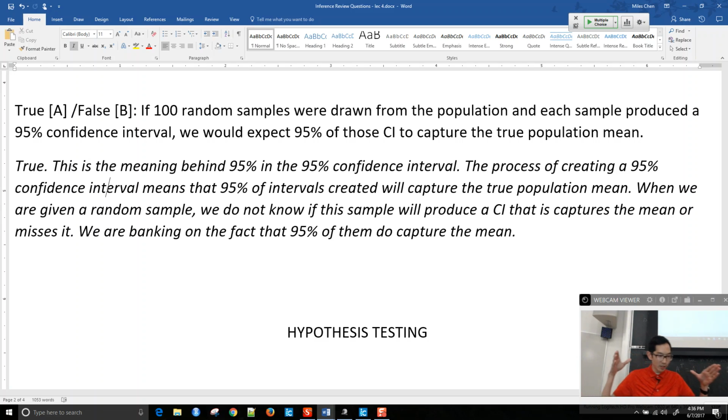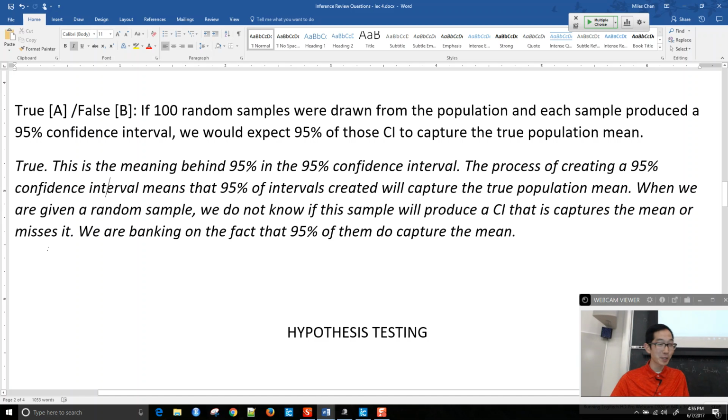Well, when we say capture the population mean, it means that the population mean is a plausible value according to the confidence interval. That's what it means there. Okay, so those are some conceptual questions regarding confidence intervals.